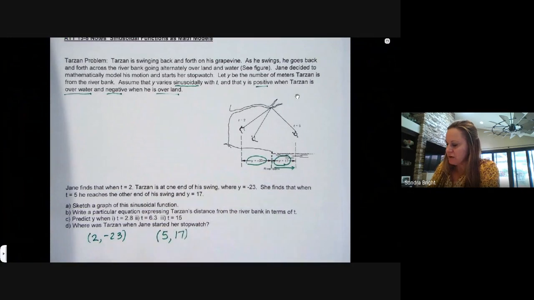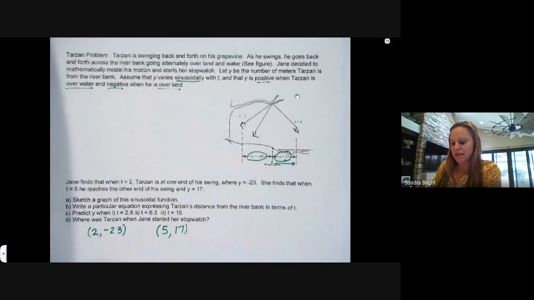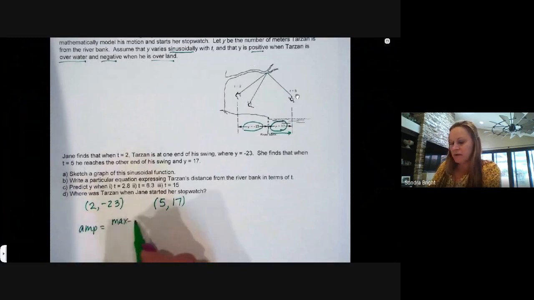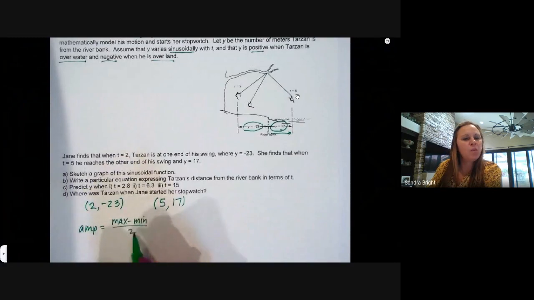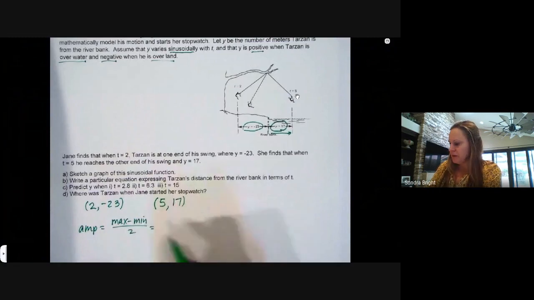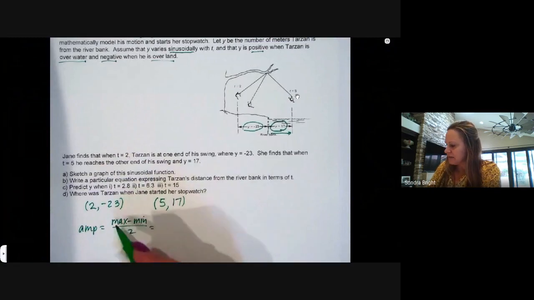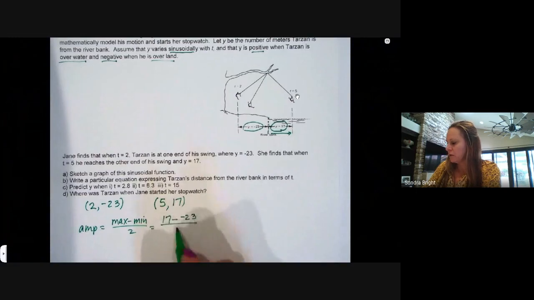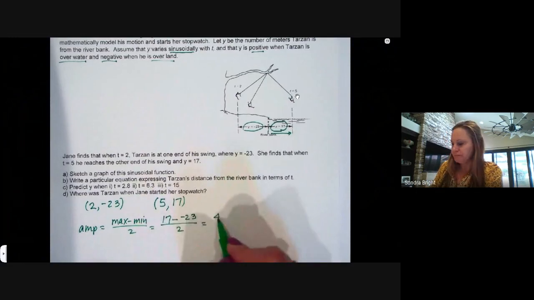So before I start graphing it, let's find some information. Do you remember that the amplitude is the maximum minus the minimum divided by 2? So it's the max y value minus the min y value. 17 was the max, minus the minimum, negative 23, all over 2. So that gives you 40 over 2, or 20. So that's going to be your A value.